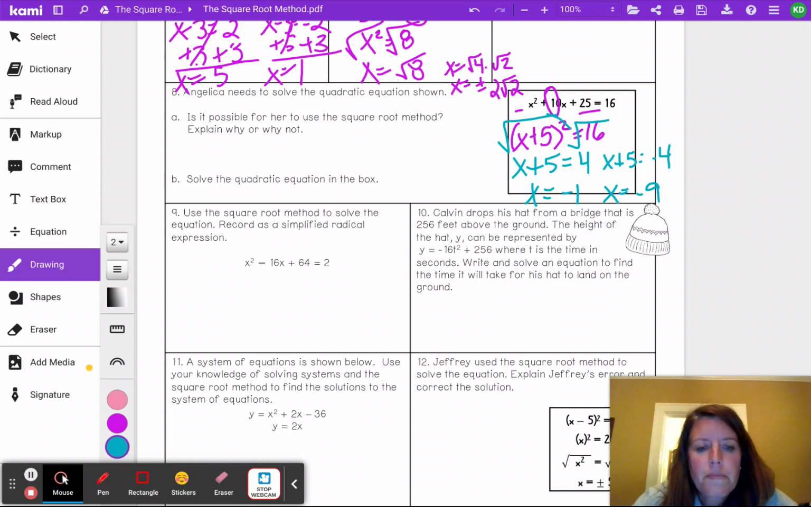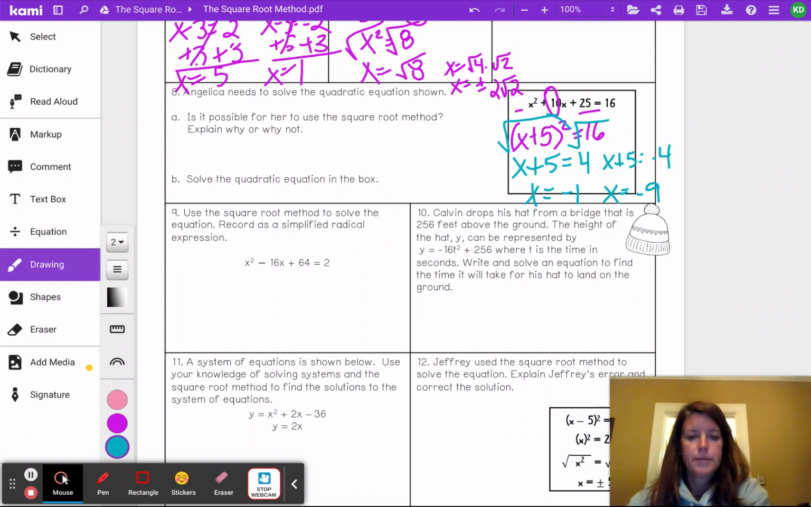All right. Same thing, number 9. I'm going to give you 3 seconds to see why we can use the square root method on that. Hint, look at number 8. 3, 2, 1. Square root method for this.